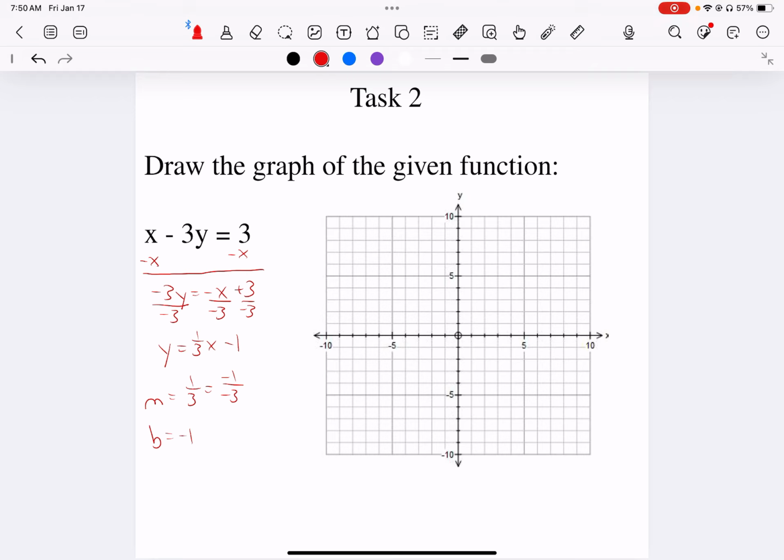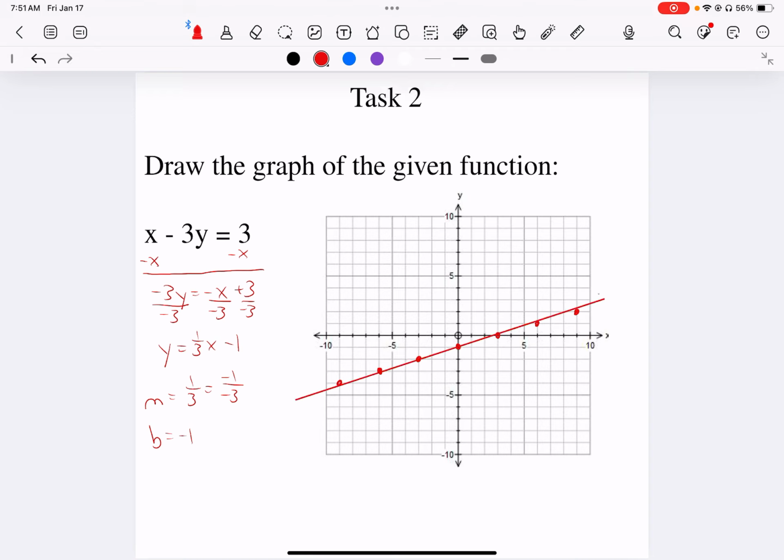So I'm going to begin my graph at negative 1 on the y-axis. Then I could go up 1, 3 to the right, repeating that. Now to go the opposite way, I could go down 1, 3 to the left, repeating that. Draw my line through the points.